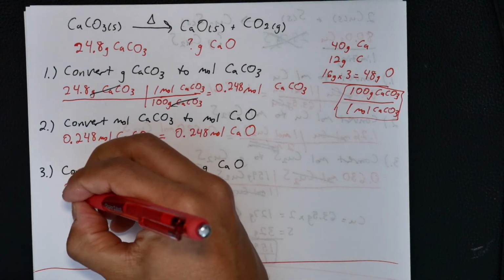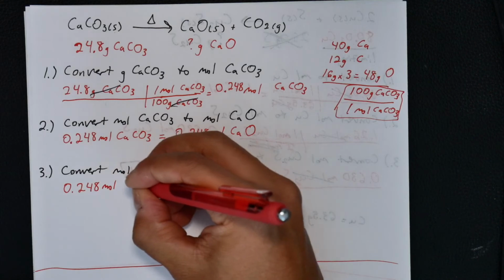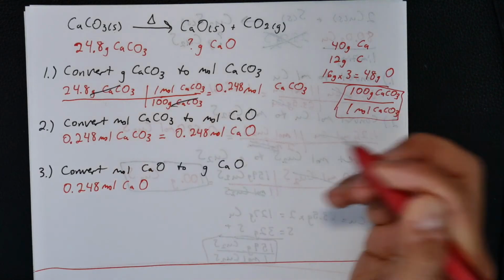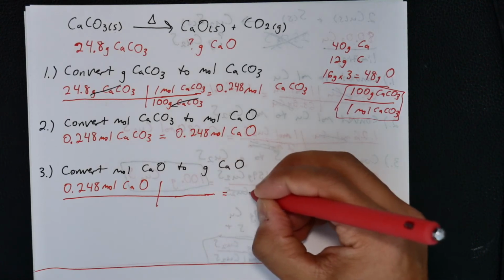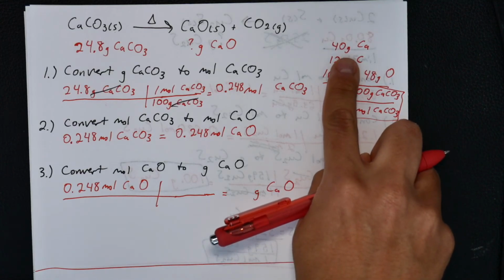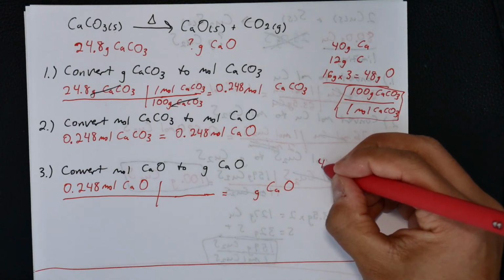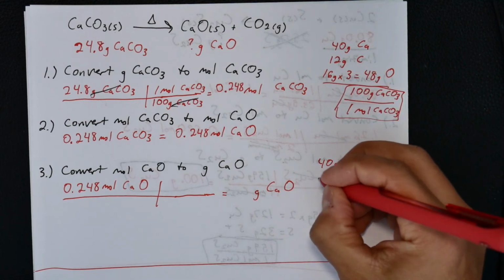So step 3 then, we are going to take that moles of calcium oxide and convert that into grams of calcium oxide. And to do that, we are going to need to know the molar mass for calcium oxide. So we have the molar mass of calcium right up here, which is 40 grams. We have the molar mass of oxygen right up here, which is 16 grams.